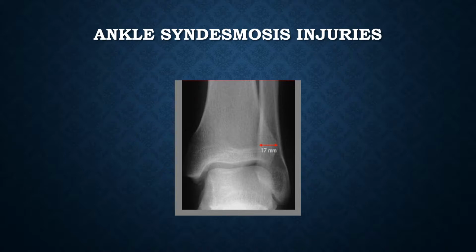So this is a mortise view with a tibiofibular overlap measured as 17 millimeters, which is considered normal because it's more than 1 millimeter.